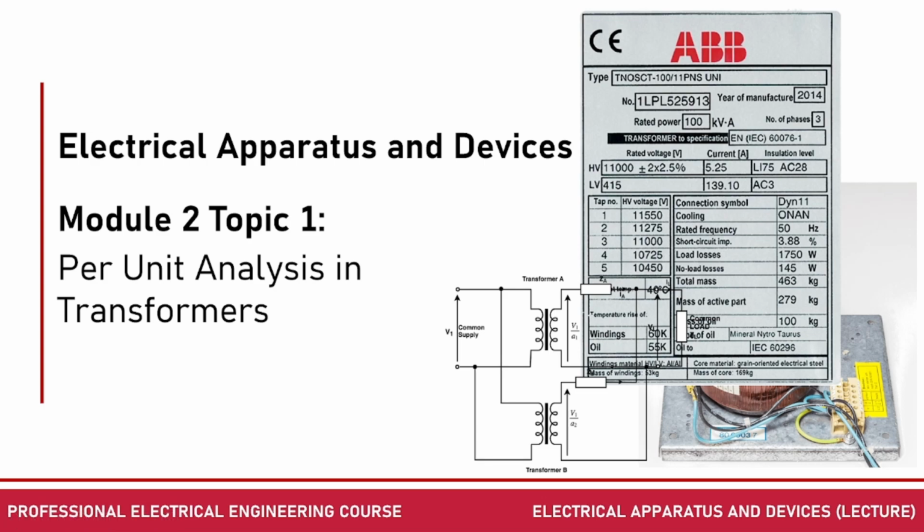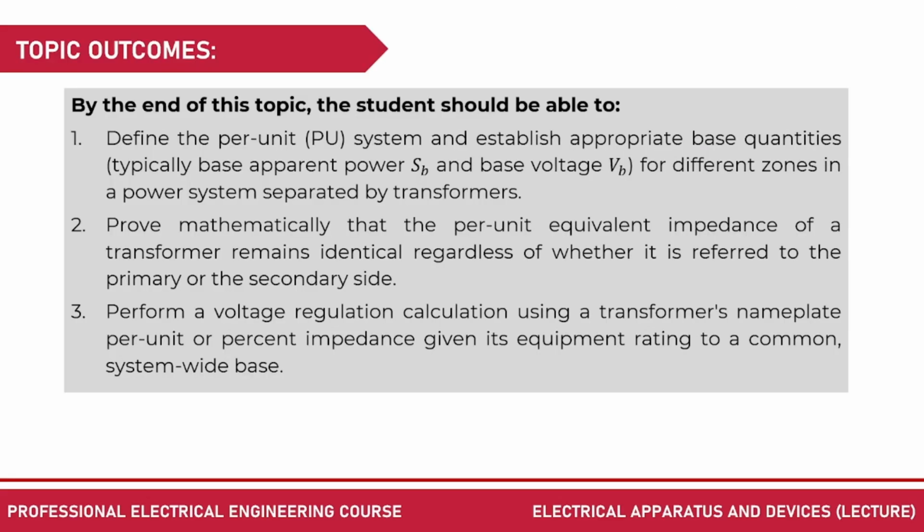This is Electrical Apparatus and Devices, first topic in Module 2, which is per unit analysis in transformers. By the end of this topic, the student should be able to define the per unit system and establish appropriate base quantities, typically base apparent power S sub B and base voltage V sub B for different zones in a power system separated by transformers.